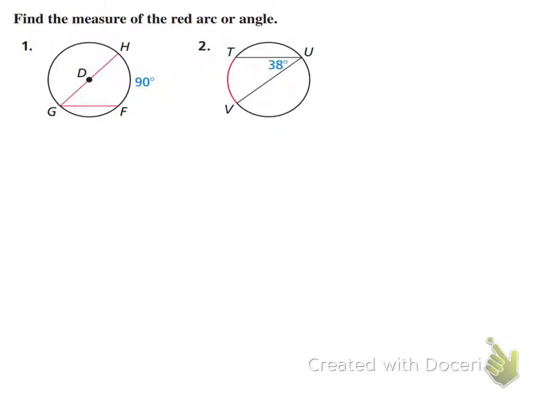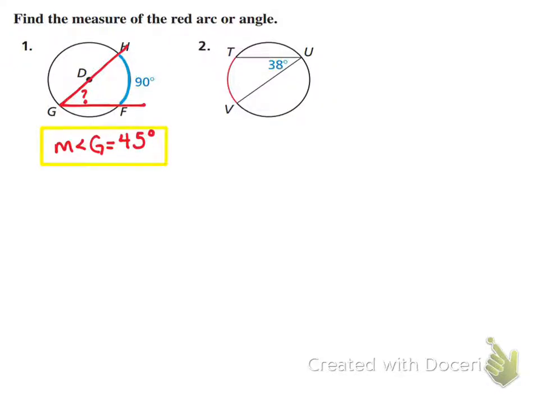So we're going to practice here at the bottom. Find the measure of the red arc or angle. So we have angle G. What is the intercepted arc for angle G? What is its name? HF. So what do I do to find the measure of its angle? Divide it by 2. So the measure of angle G will be 45.